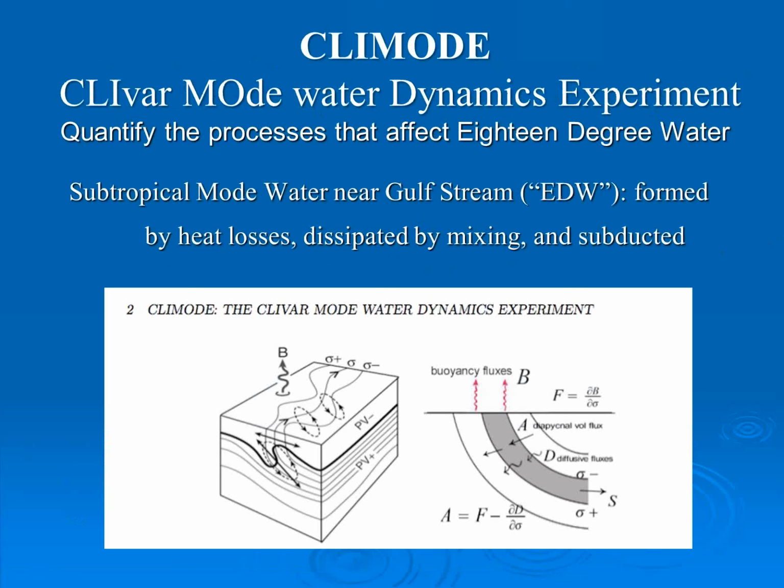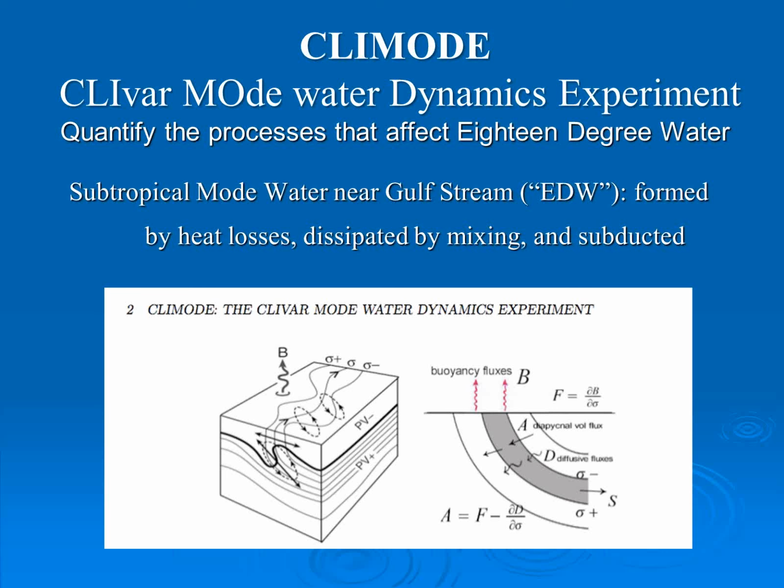The two studies are part of the contribution to the Climate Mode Water Dynamics Experiment, which is called CLIMODE. CLIMODE is a dedicated program to quantify the processes that influence North Atlantic subtropical water. The subtropical water in the North Atlantic is commonly called 18-degree water because its temperature is nearly constant at around 18 degrees C. So throughout my talk, I'm just going to use EDW.